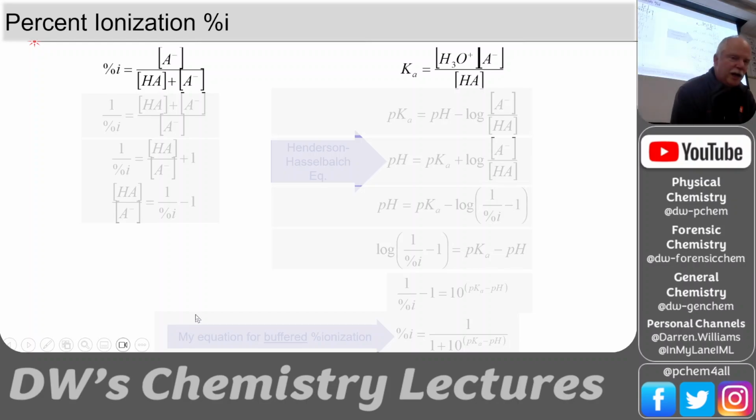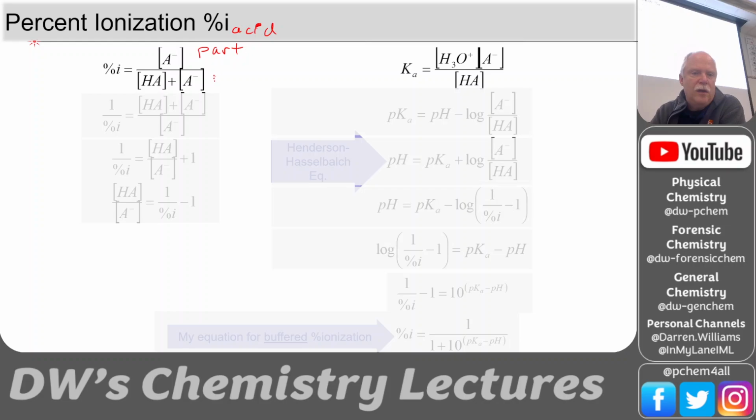Now this idea of percent ionization, this is how we've been calculating it here. So let's just do it, for example, for an acid. Okay, so this example is for an acid. Remember I said it's part over whole. So the whole is both the ionized and the unionized part, and the part is the ionized. So we're looking at percent ionization, so it's only the one that has a charge.